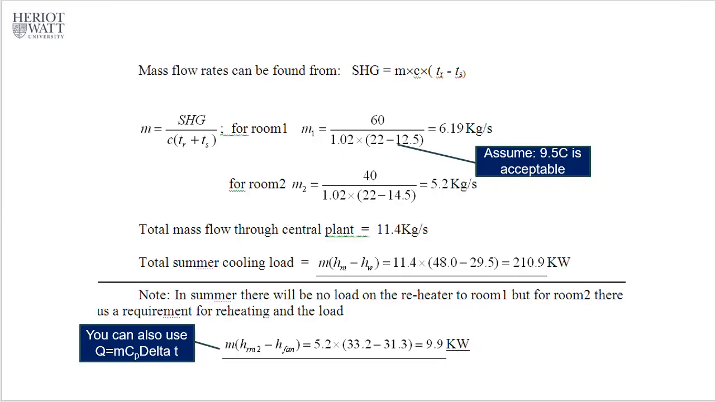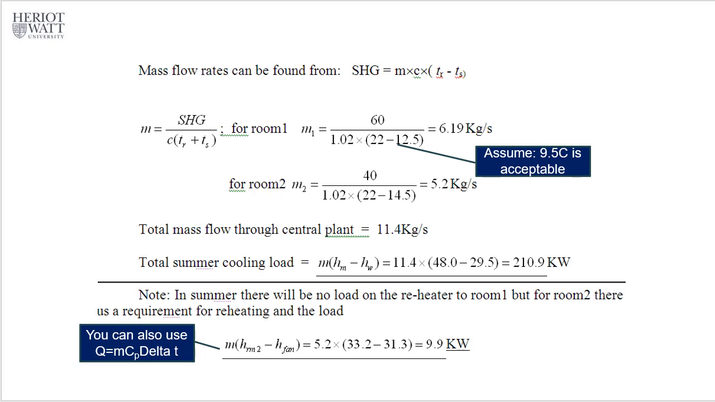Then when you have the supply temperature, you calculate the flow rate. So from zone 1, the total sensible heat gain is 60. And when you check the chart, you find out the supply air temperature for zone 1 is 12.5. So therefore you calculate the mass flow rate going into zone 1, which is 6.19 kilograms per second.